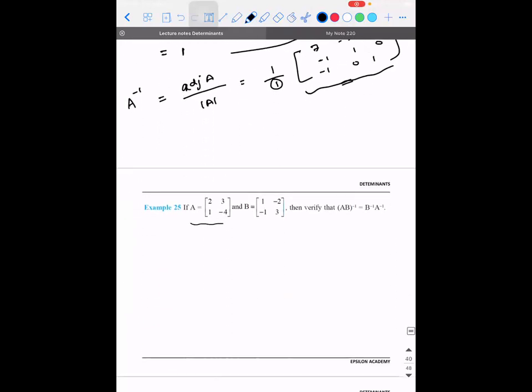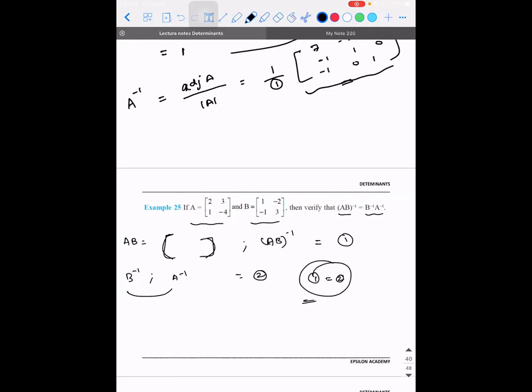Similarly, you have A and B. They're asking you to verify AB inverse and B inverse A inverse and verify whether they both are the same. So for AB inverse, first multiply A and B. You will get a matrix. Then find the inverse of it. Similarly, find the inverse of B separately, and the inverse of A separately. Then multiply these two. The output here should be equal to the second. I hope you guys will be able to do it. Yes or no? Yes, sir.